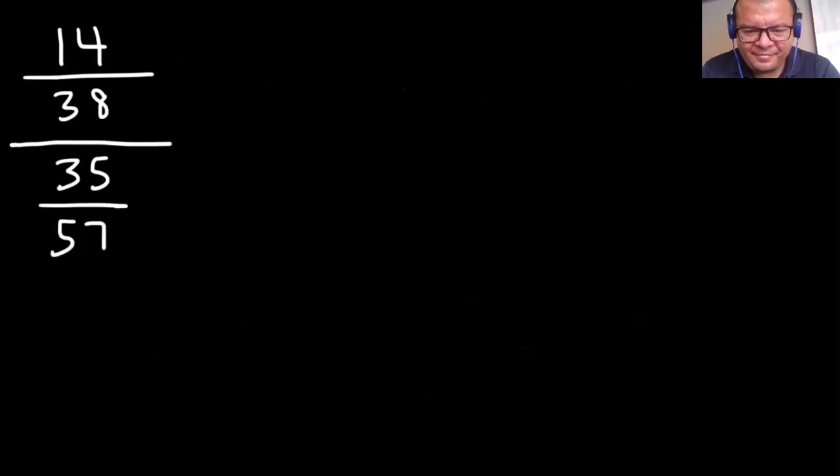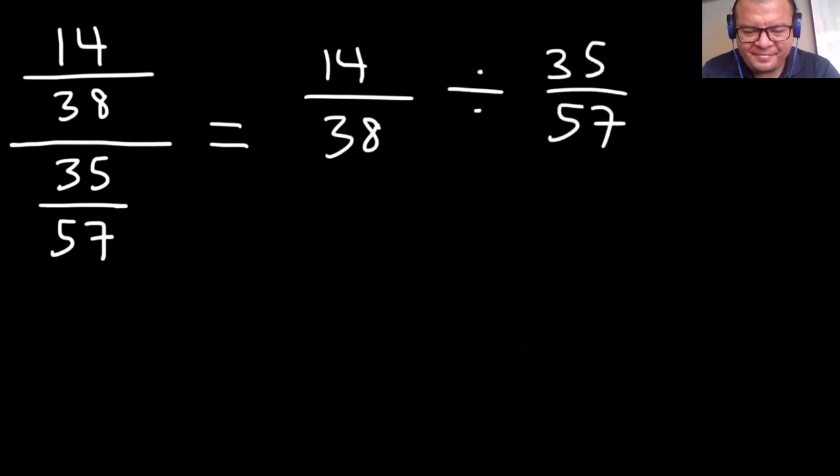Now let's work on another problem. A similar example. 14 over 38 divided by 35 over 57. So go ahead and work on this problem. Let's begin by rewriting it, just like we did before. So this is 14 over 38 divided by 35 over 57. So now let's convert division into multiplication using keep, change, flip. So let's keep the first fraction the same, change division to multiplication, and we're going to flip the second fraction.